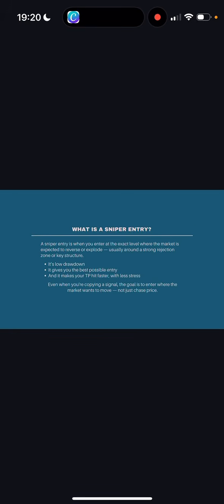Then let's discuss something very important. What is a sniper entry? A sniper entry is when you enter at the exact level where the market is expected to reverse or explode, usually a strong rejection zone or a key structure. You might not understand what this means until you watch the analysis videos, but basically this means that you have zero to low drawdown, meaning immediately you enter the trade, bam, you're in profit, straight to either TP or straight to massive profit, right? So a sniper entry is like immediately you enter that trade, the trade has gone straight to profit. That's the sniper entry.